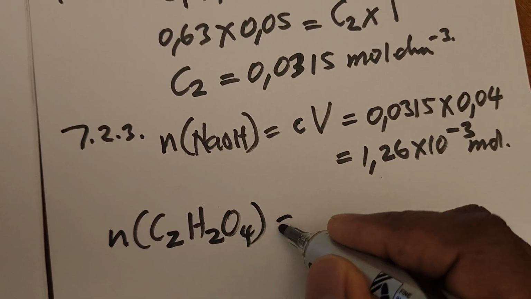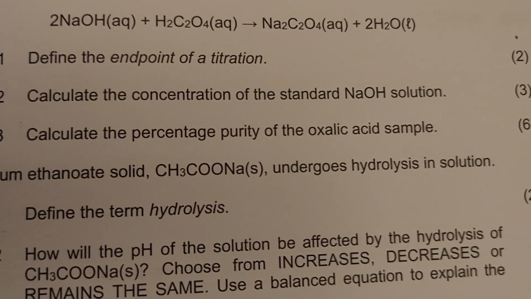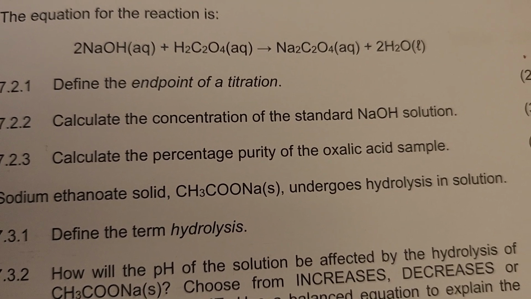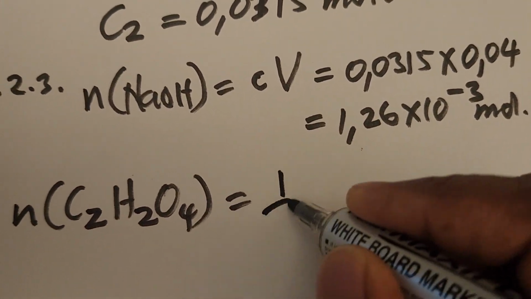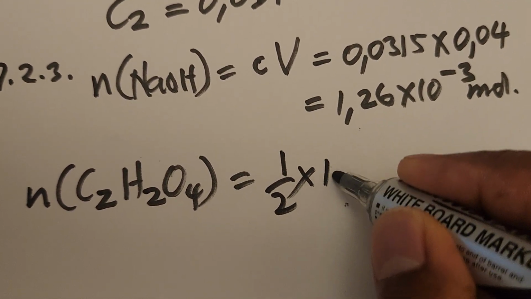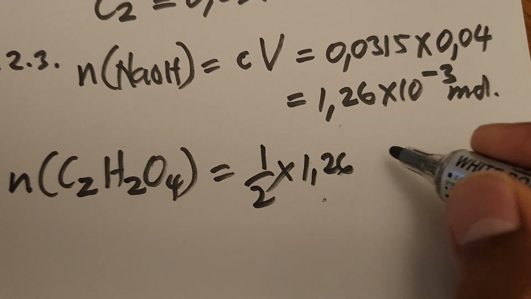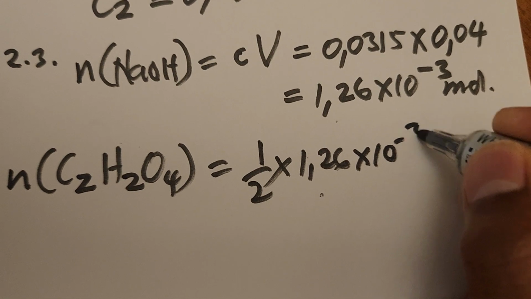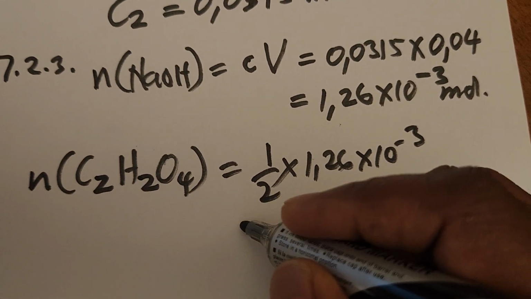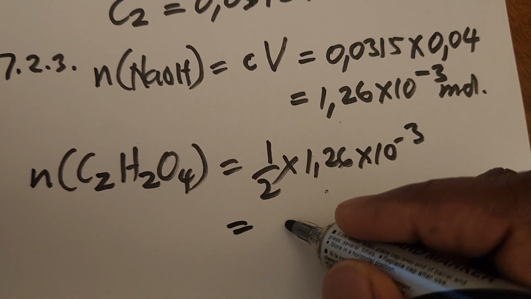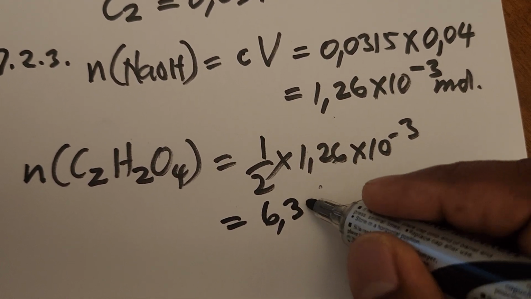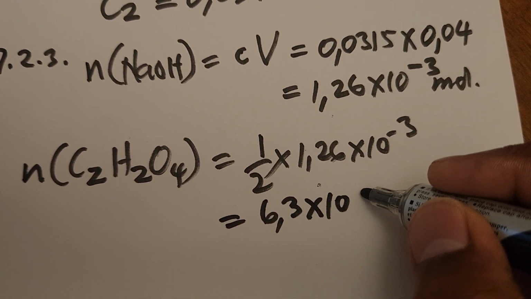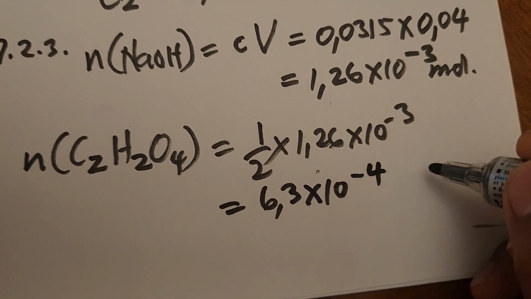Yes, the balanced equation, according to this one, you can see the balanced equation is 2:1. Therefore, the oxalic acid will be half of this one, 1.26 by 10 to exponent minus 3, which will be the same as 6.3 by 10 to exponent minus 4 mole.